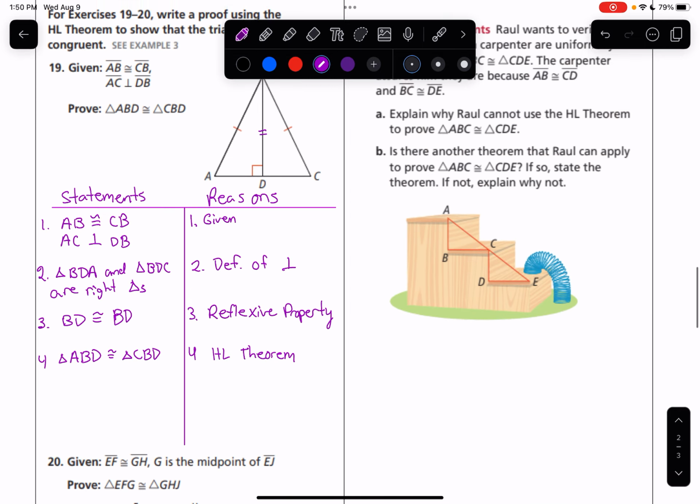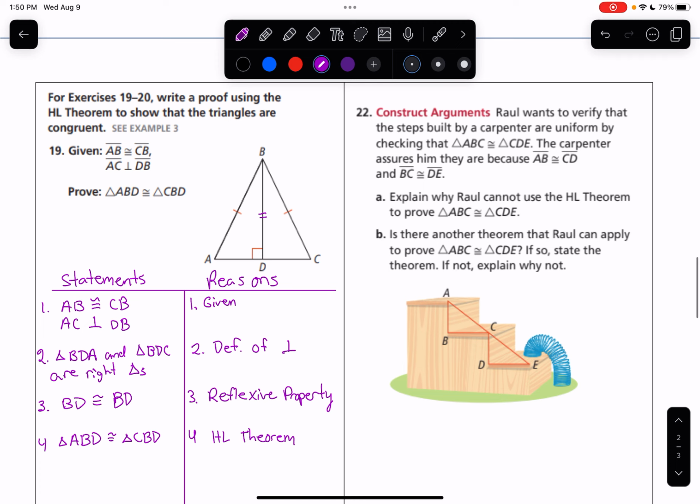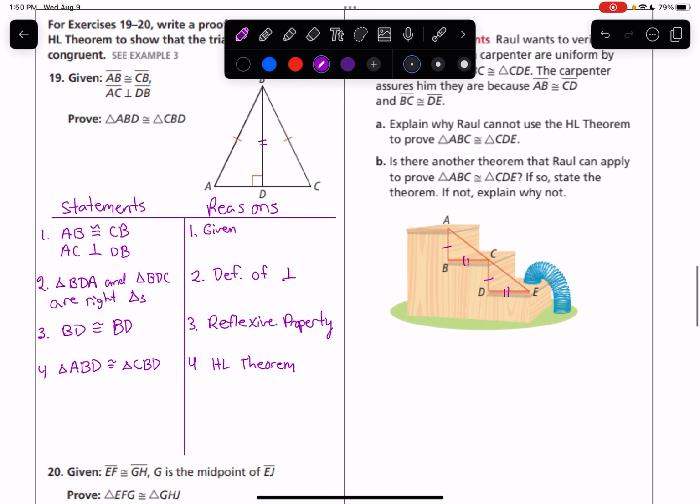Almost done here. Number 22, Raul wants to verify that the steps built by a carpenter are uniform by checking that the triangles are congruent. The carpenter assures him that they are because AB is congruent to CD. Let's write that in. And BC is congruent to DE. So the carpenter says, well, my steps are the same height and they're the same depth, so the triangles must be congruent. A, explain why Raul cannot use the hypotenuse leg theorem to prove that those are congruent.